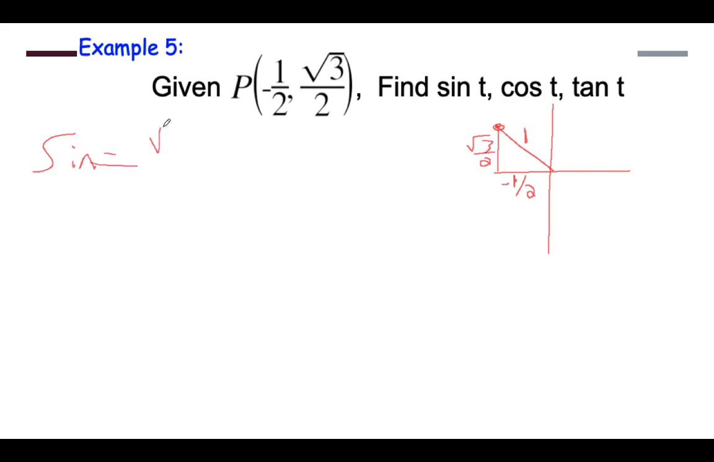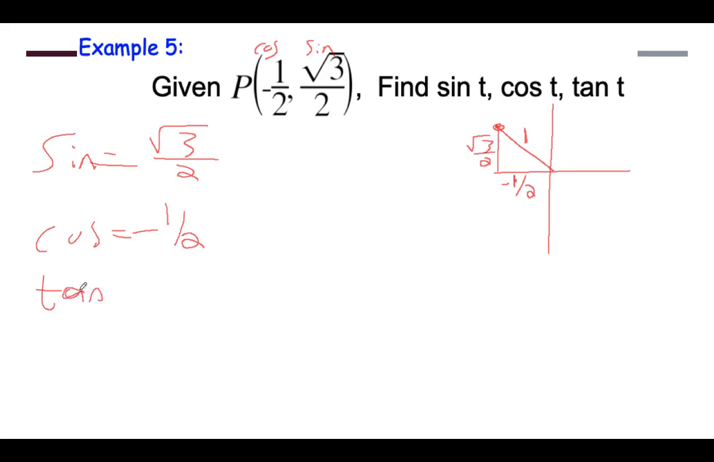So square root of 3 over 2 divided by 1, which is square root of 3 over 2. Which again, remember, your x value is your cosine, your y value is your sine, so you could just know that right off the bat. That sine is going to be your y value, and cosine would be your x value, which would work, right? Negative 1 over 2 all over 1 would be negative 1 over 2.